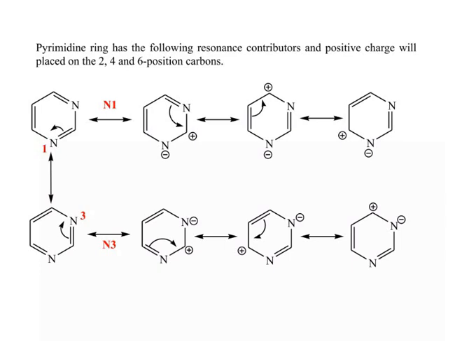Now the pyrimidine ring has the following resonance contributors, and positive charge will be placed on the 2, 4 and 6 position carbons. You can see pyrimidine structure 1 where the position of nitrogen is 1. It is a resonance of this: 1, 2, 3, 4, 5, 6, 7.